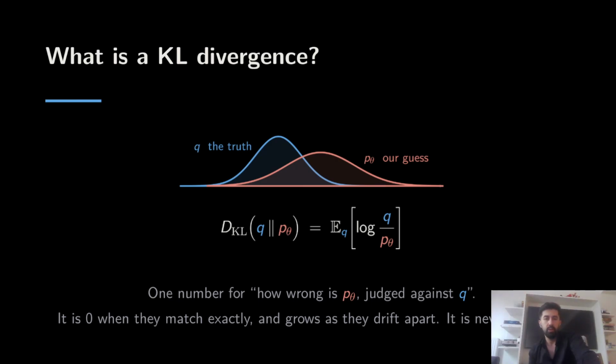As we can see here, blue is q, the true distribution. Red is p theta. They overlap, but the red one sits too far right and is too wide. KL puts a number on that mismatch. And the three properties of KL divergence are that it's zero when they are identical, it grows as they drift apart, but it's never negative.